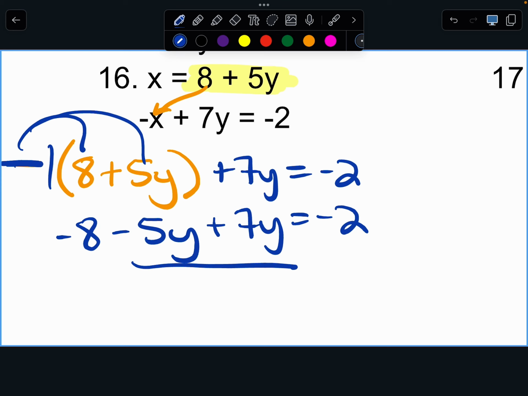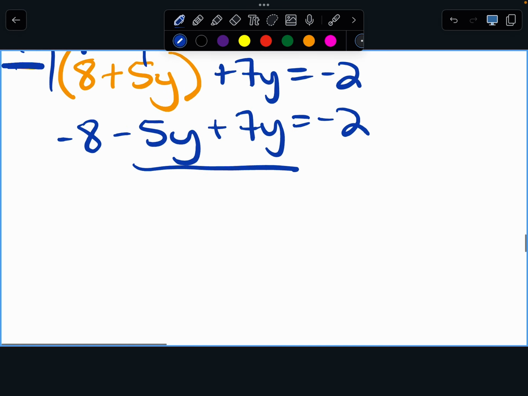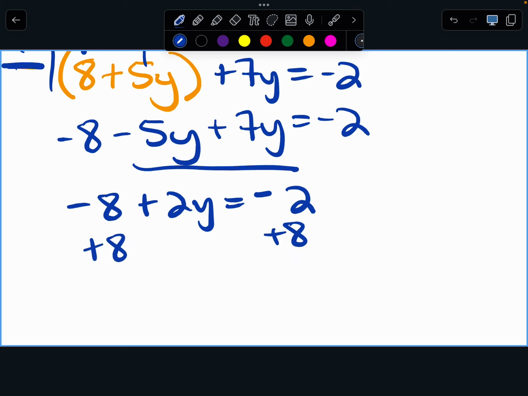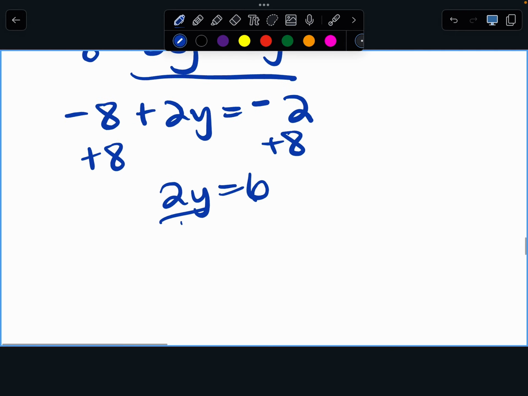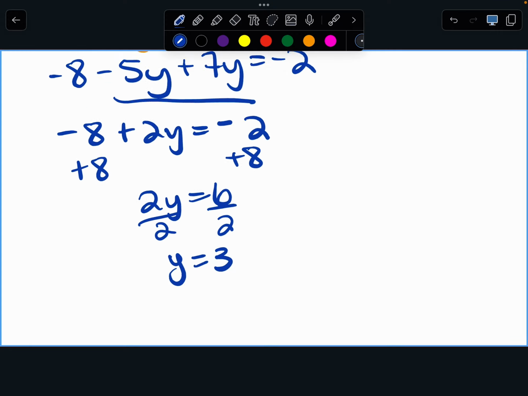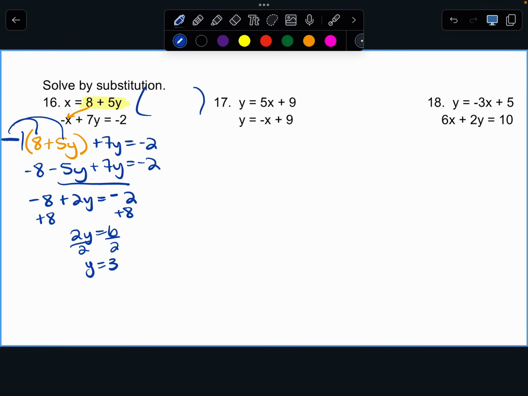These two are like terms, so I need to combine them. Plus 2y equals negative 2. Add 8 to both sides of the equal sign and get 2y equals 6. Divide by 2 on both sides, get y equals 3. Okay, so I've got my y value.